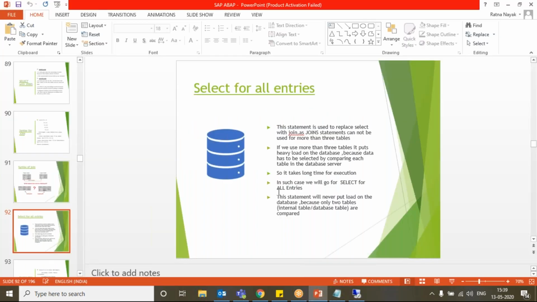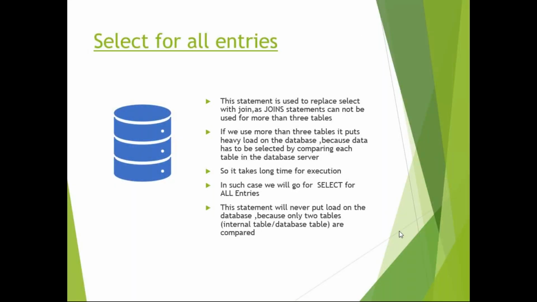So here, what exactly is this statement used for? To replace select with joins, as join statements cannot be used with more than 3 tables. Inner join you can use with multiple tables, whereas left outer join is restricted to three tables. You can use more than 3, but for left outer join the maximum is 3. If you use more than 3 tables, it puts heavy load on the database.